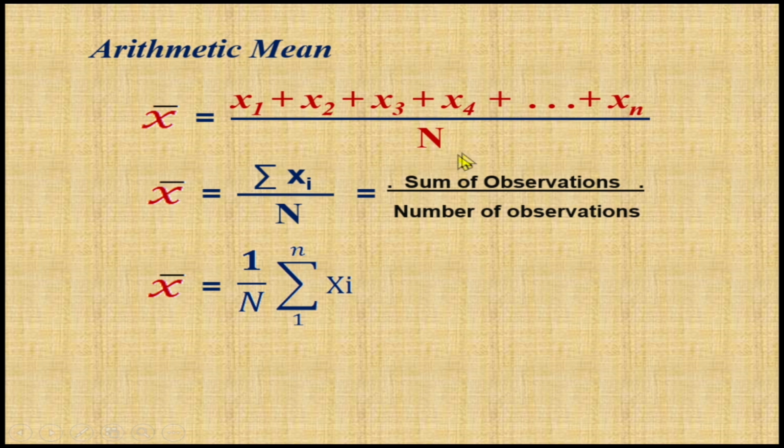In a simpler form we write the sum of observations from x1 to xn like this. This symbol is called the summation symbol. So, we call it the summation of xi by n. But what is this i? i denotes the numbers 1, 2, 3, 4 and so on up to n. If I bring this n outside, I can write it as 1 by n into the summation of xi from 1 to n. So all these forms constitute the same thing, that is simply the sum of observations divided by the number of observations.